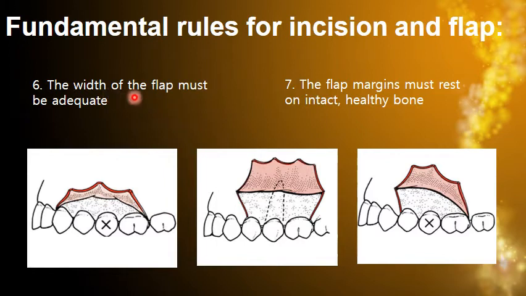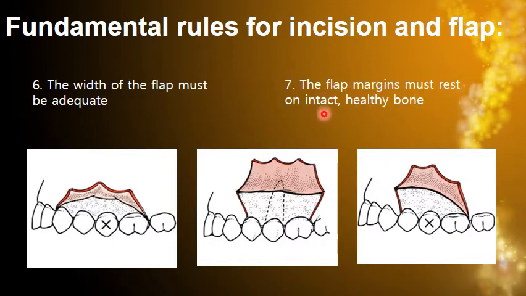Another rule is that the width of the flap must be adequate. If I want to operate on this premolar, I should at least take one tooth from each side. Sometimes I take two teeth from each side. Sometimes I take one tooth from one side and two teeth from the other side, because the main function of the flap is to gain proper access and vision of the structures beneath it.